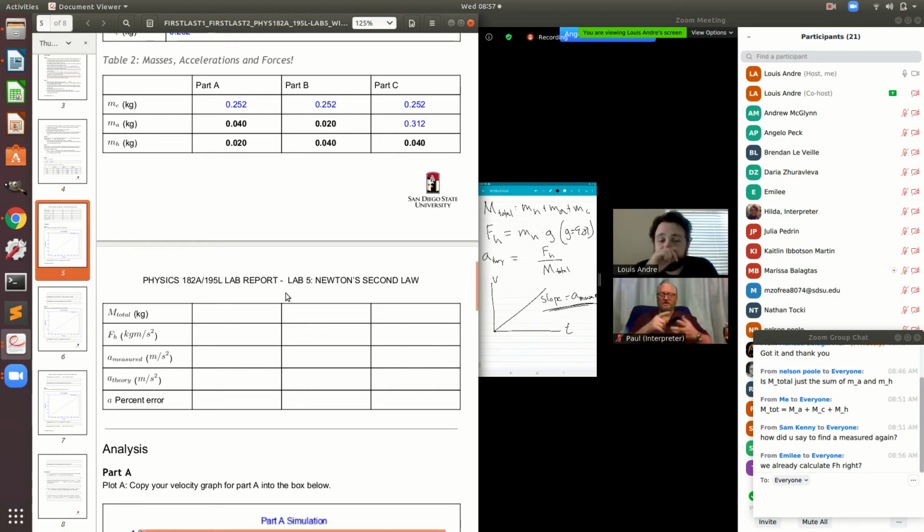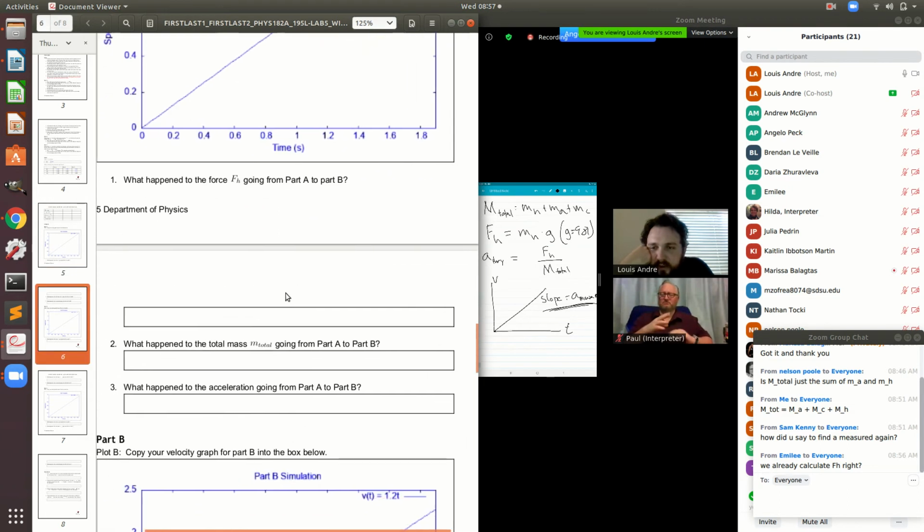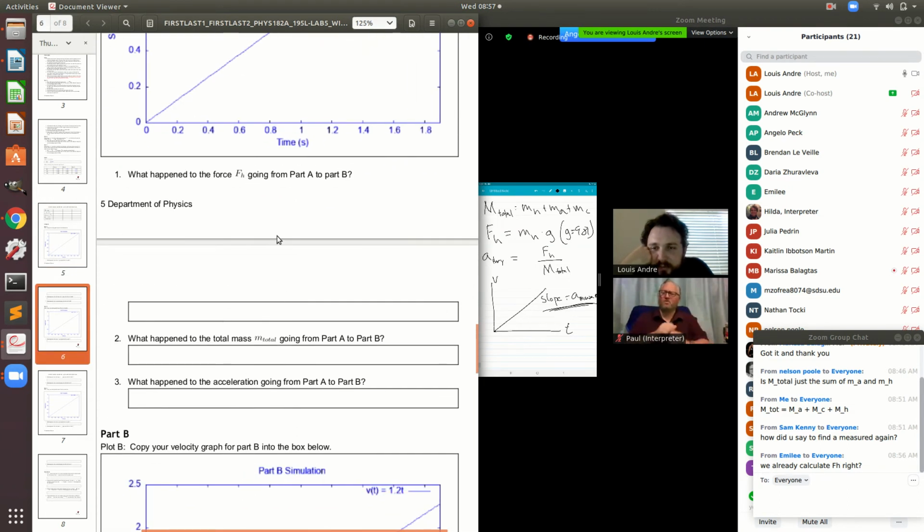So what happened to the force FH going from part A to part B? It got doubled, right? That's all they want to hear. That's all that's asking. So don't overcomplicate any of that stuff. What happened to the total mass going from part A to part B?